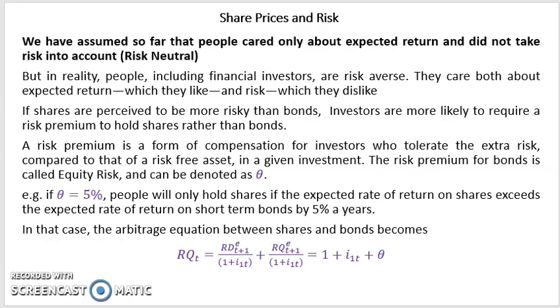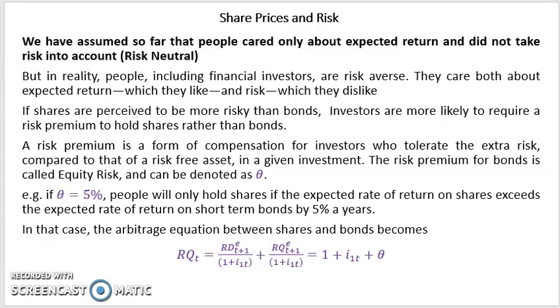One thing that we haven't outlined is that not all movements in share and other asset prices come from news about future dividends or interest rates. In some cases, these prices can vary because of changes in perception of risk, and also because of the deviation of price from the fundamental value, namely bubbles. So let's look at this aspect, starting with share price and risk. As we've seen, we've assumed so far that people cared only about expected returns and did not care about risk. However, in reality, people are not risk neutral and they care about risk.